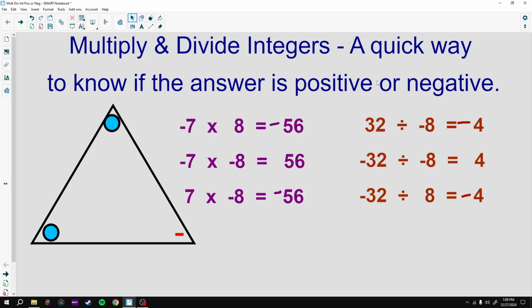Now, if you were looking for the reasons why these things are true, that would be another video. And I have another video on multiplying and dividing integers. And if you want to check that video out, I go into more detail about why these answers are positive or negative. This short video was simply to help us grab that positive or negative answer and move on. So this is just a quick shortcut to get us that negative or positive answer.